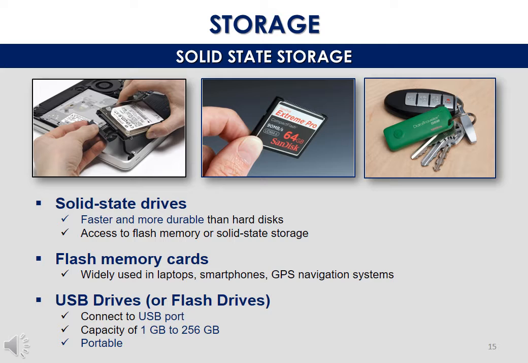The characteristics of three types of flash memory storage. First is solid state drive, faster and more durable than hard disk, with access to flash memory or solid state storage. Second is flash memory cards, widely used in laptops, smartphones, and GPS navigation systems. And the last one is USB drive or flash drive. Connect to USB port, capacity of 1 GB to 256 GB, and portable.